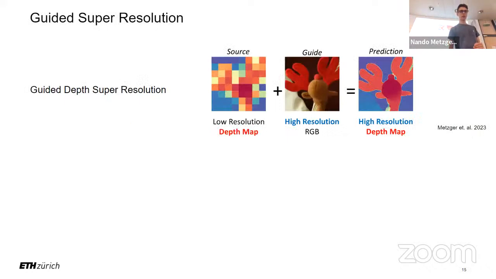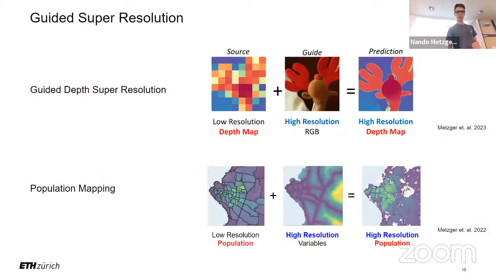Now, in the setting of guided super resolution, what I thought is that this problem we have at hand is a guided super resolution problem, because we have a low resolution sensor, the population, we have the high resolution variables, and we want to fuse them together into a high resolution population. If you put it next to other guided super resolution settings, it becomes quite obvious that it's the same problem. But unfortunately, if you check the population mapping literature, this is something that nobody has done before.